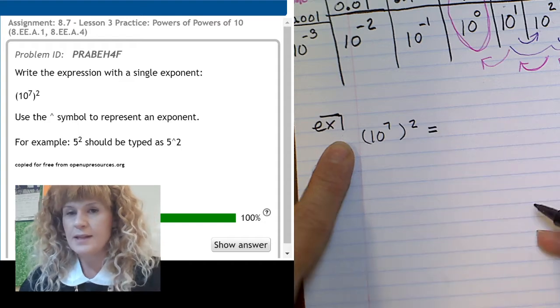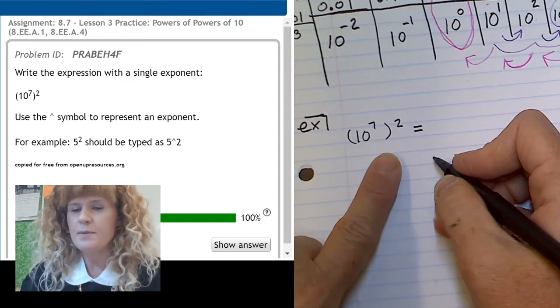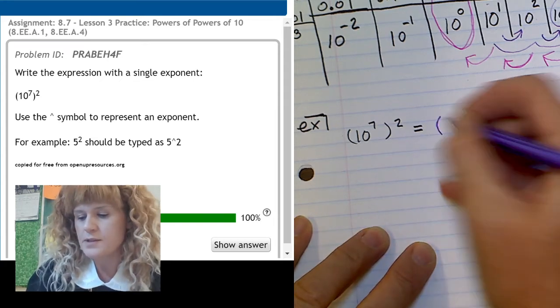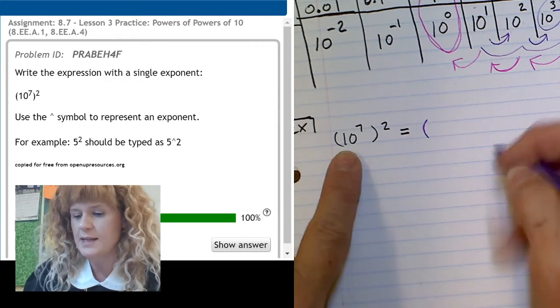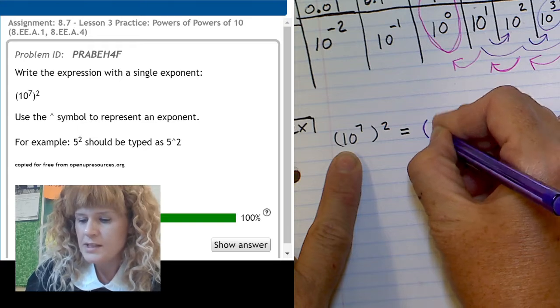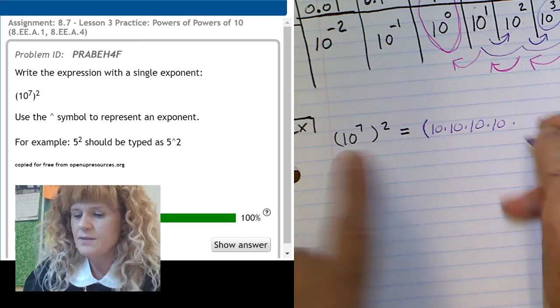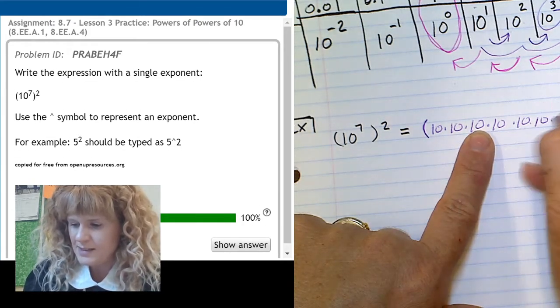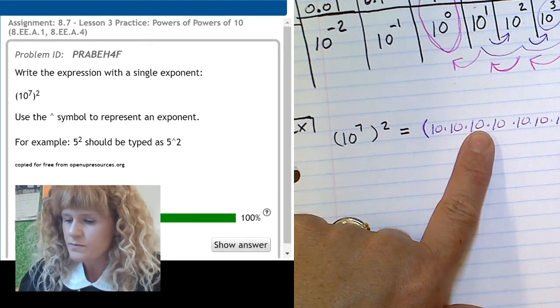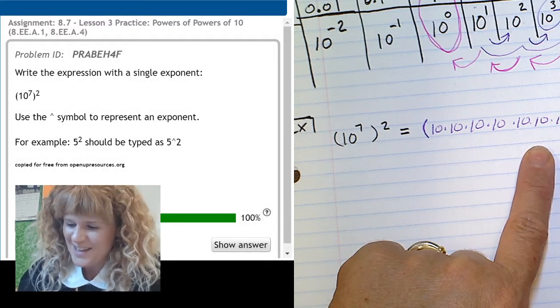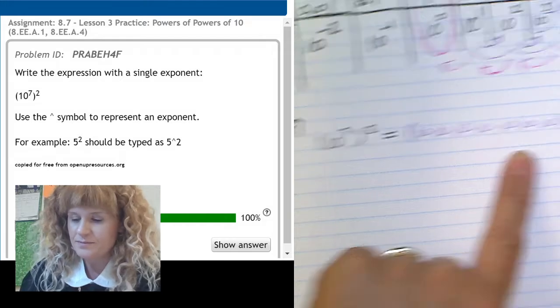Now, in order to write this as a single exponent, it might help you to write it in expanded form first. So let me show you expanded form. This is 10 to the 7th, which is 10 times 10 times 10 times 10 times 10 times 10 times 10 times 10 times 10 times 10, because I'm going to do that again.